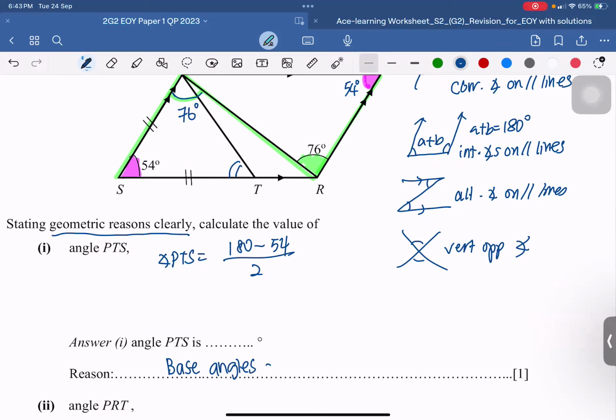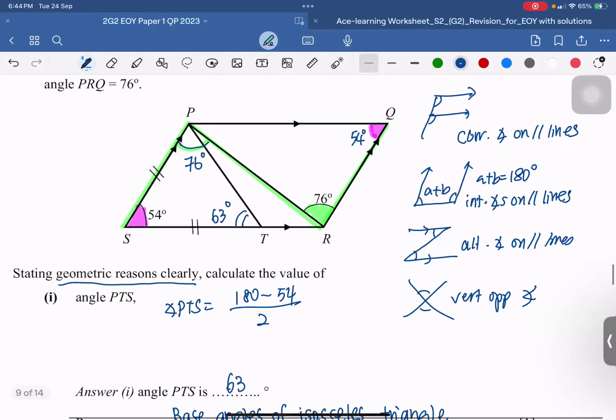Of isosceles triangle. How to spell isosceles? I-S-O-S-C-E-L-E-S. Or if you don't know, just put isos dot. Okay. What is this answer? You calculate already, right? 63. Okay. So I know this angle is 63 degrees.